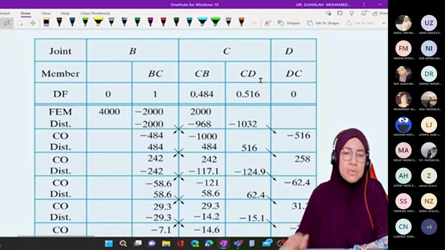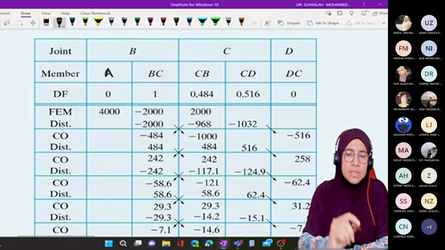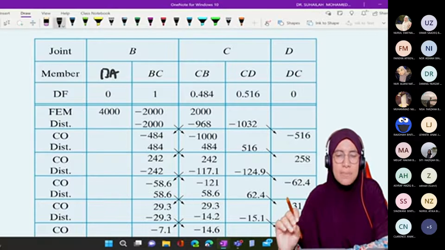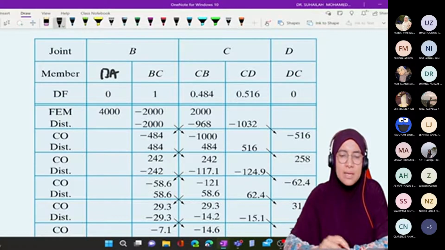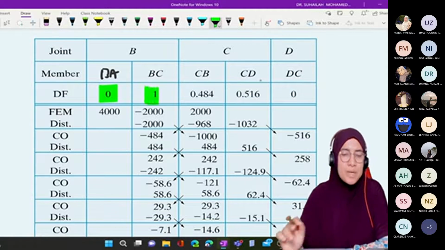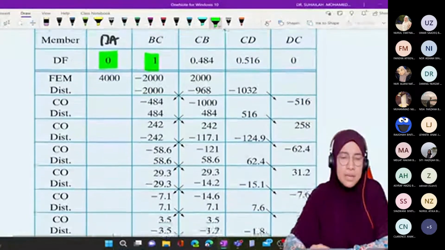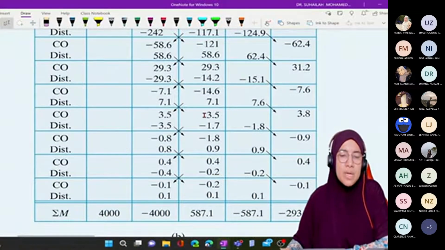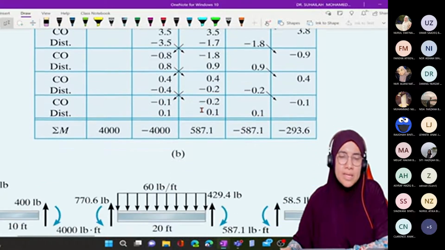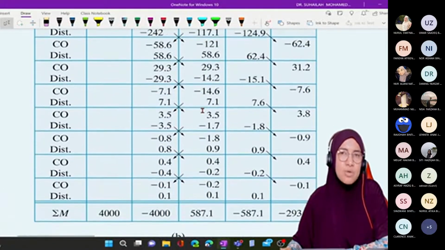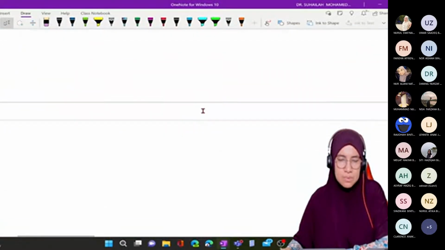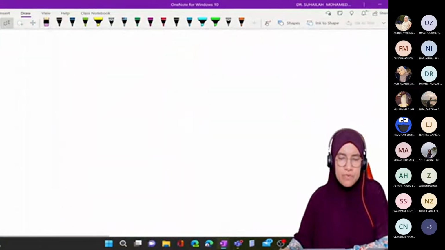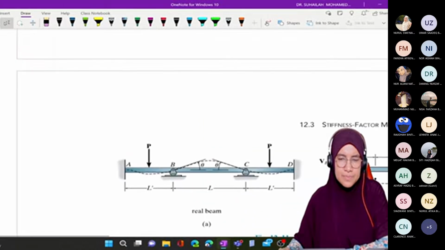So this is BA. We only have three joints in the table, B, C, and D. This is the special one from before, the rest is the same. So we get like this. I don't go in depth here. If you need to refer to an end cantilever example, please refer to example 12.2. Okay, we move to the next example.